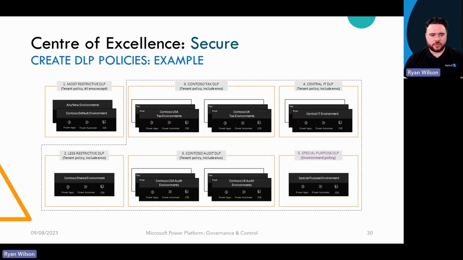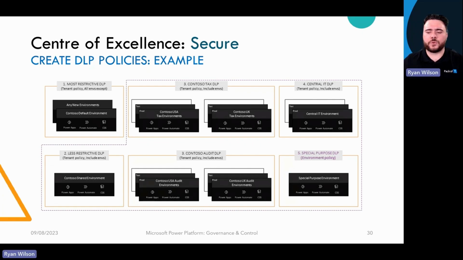Here's an example. You have your default policy, and that applies to all new environments, except this department environment or this business unit environment, except for these ALM environments and so on. Next, you create your DLP policies for your department environment so that they have the connectors they're permitted to use, and then block the rest or move the rest into the non-business category.